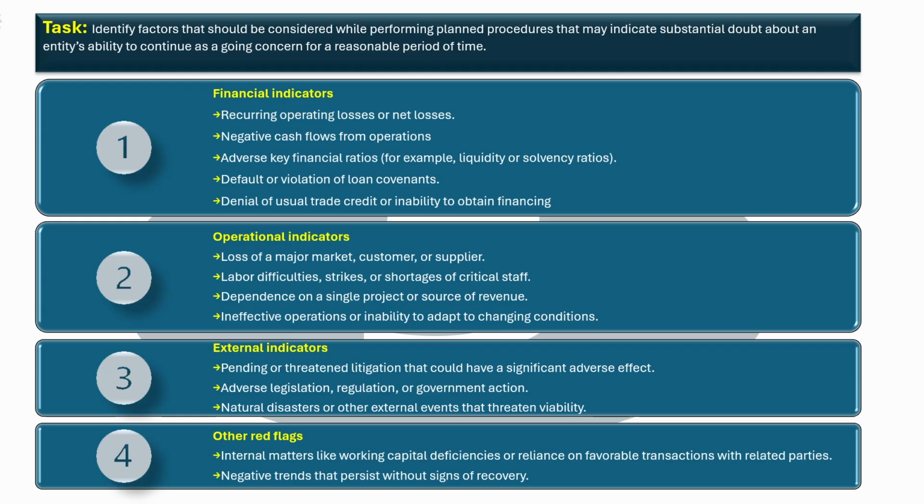The auditor must gather and evaluate all relevant information, then determine whether these factors collectively raise substantial doubt. Importantly, not every negative indicator means substantial doubt exists. Professional judgment is required to weigh the severity and likelihood of each factor.